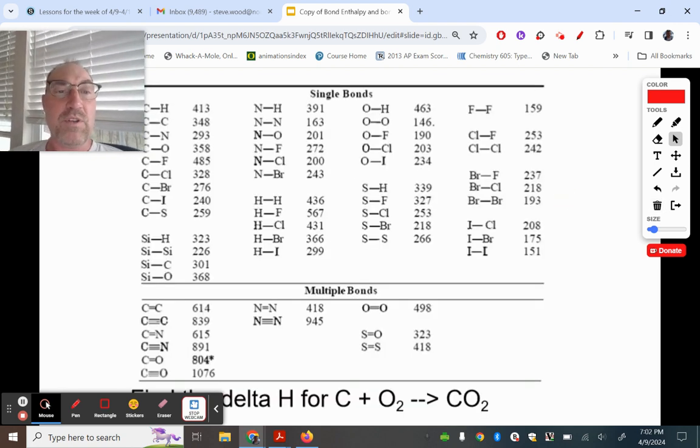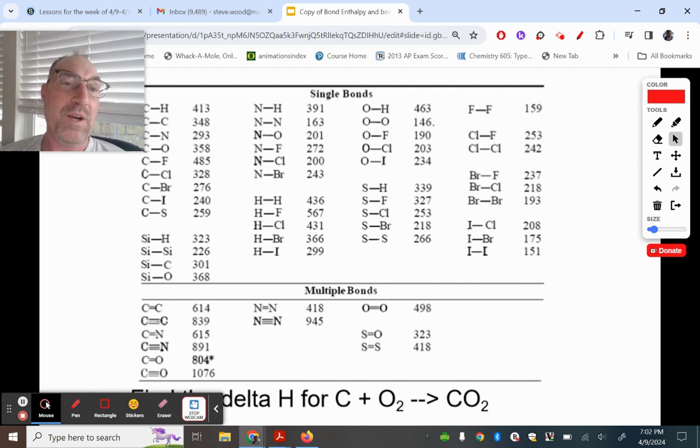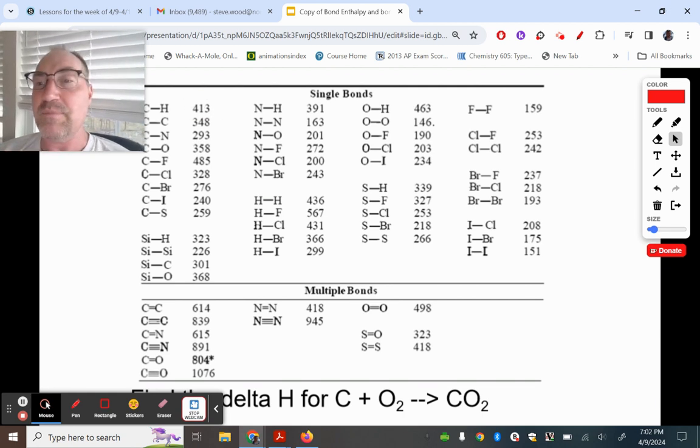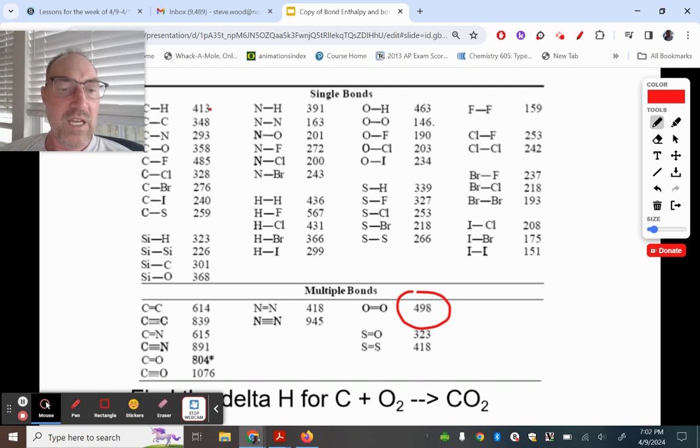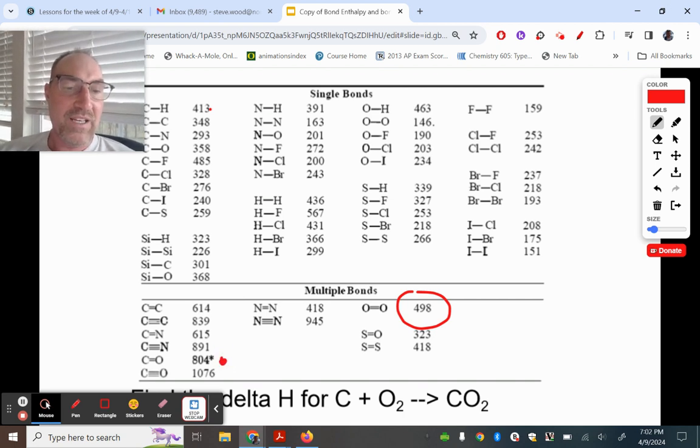And you just add them up. You just look these up. And remember, we needed what, like five of these. So 5 times 413. And then what do we have? We had a couple of these, right? We need some of those. We need this double bond. Look at that, double bonded 804 right there.